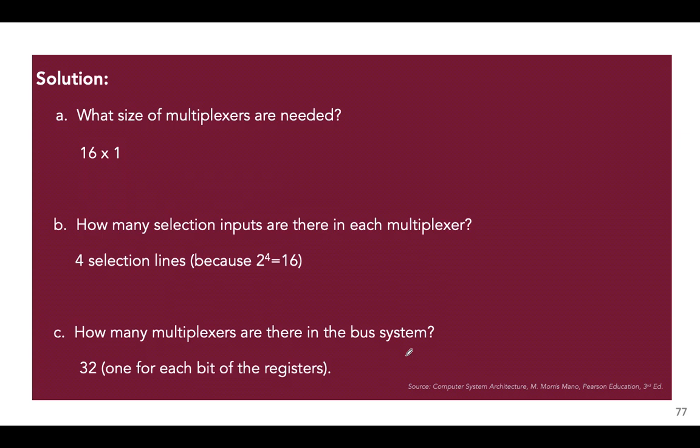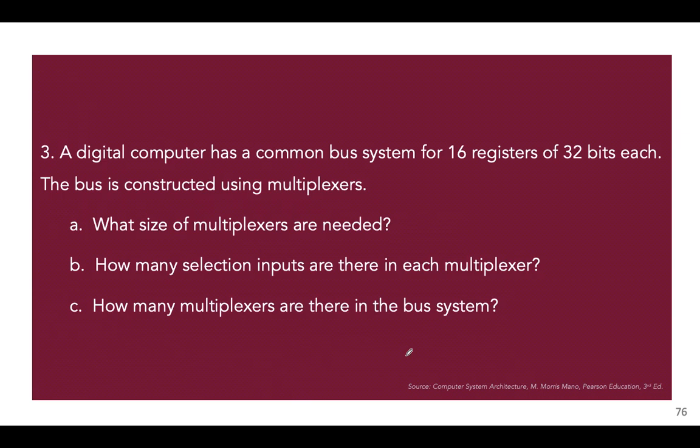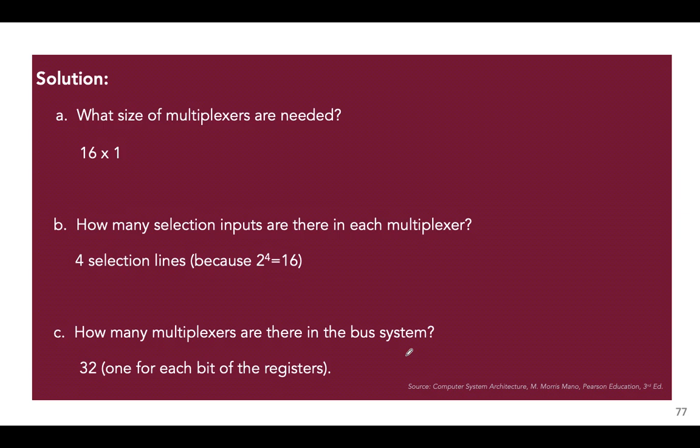Recall from our example that we had as many multiplexers as there were bits in the registers. The size of the register controlled the number of the multiplexers to be used. So in this case, the multiplexers will be 32 because the registers are of size 32 bits. So 32 multiplexers, one for each bit of the registers. So 16 by 1 multiplexers with 4 selection lines and 32 total multiplexers.